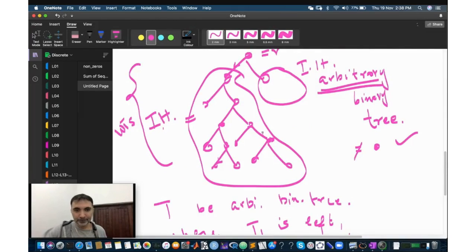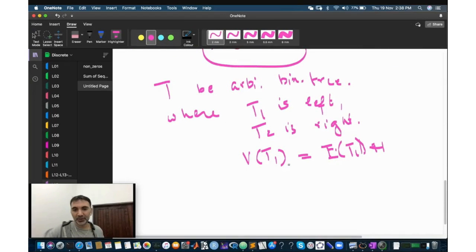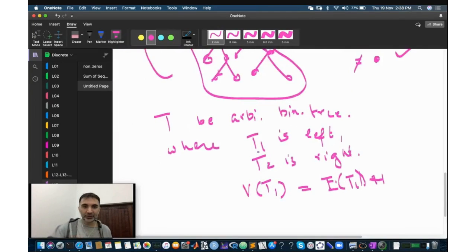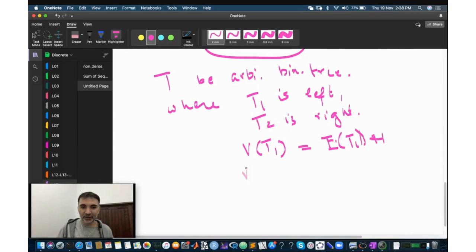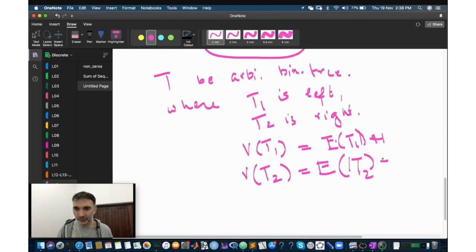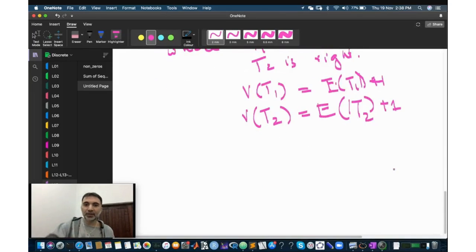Yes, sir. Okay, so we know by the inductive hypothesis that the number of vertices in T1 is equal to the number of edges in T1 plus 1, because this is true by the inductive hypothesis. Secondly, we also know that the number of vertices in the right subtree is equal to the number of edges in this tree plus 1. Okay, this is what we know. So both of these statements are true by the inductive hypothesis.